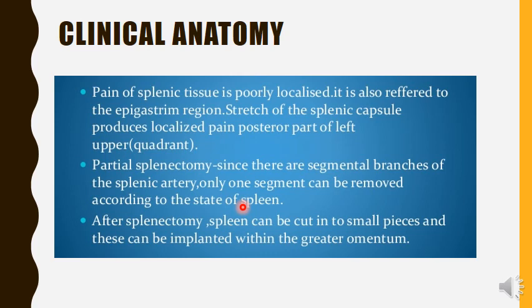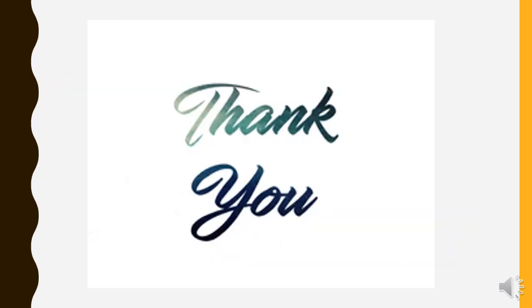Whatever area is affected, that segment can be removed and the rest of it can be saved because of the segmental branches of the splenic artery. After splenectomy, the spleen can be cut into small pieces and these can be implanted within the greater omentum to maintain the functions performed by the spleen. Thank you.